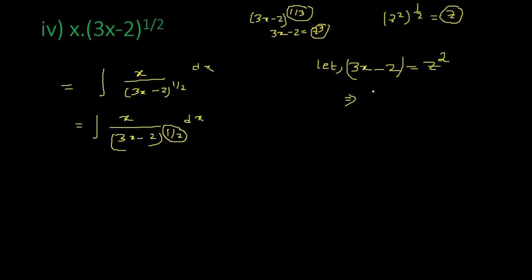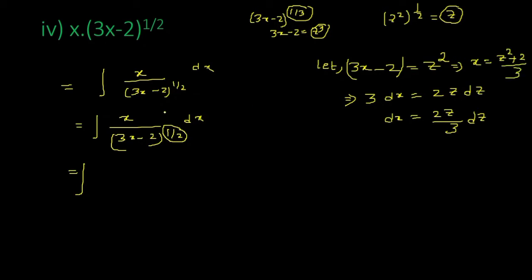Now differentiating it, we will get 3 dx equals 2z dz. So dx equals 2z by 3 dz. Now putting this value, the value of x can be obtained from here. So x equals z square plus 2 by 3. Now putting the value of x here, we will have z square plus 2 by 3 divided by 3x minus 2, which is nothing but z square whole to the power half, dx. What is my dx? dx equals 2z by 3 dz.